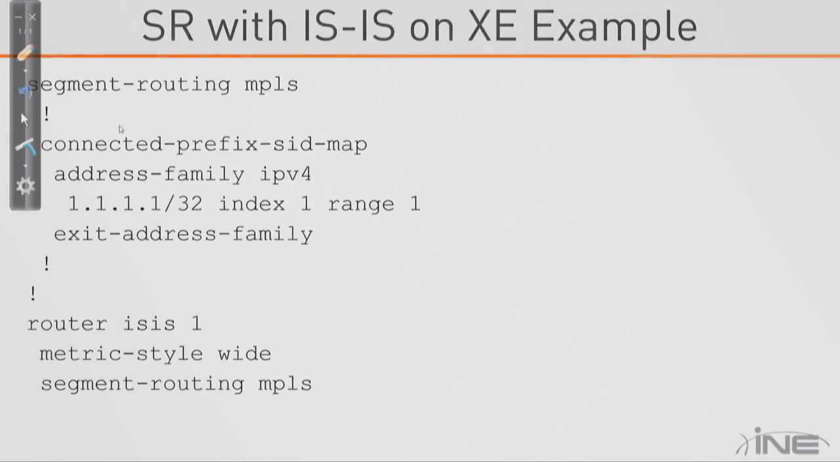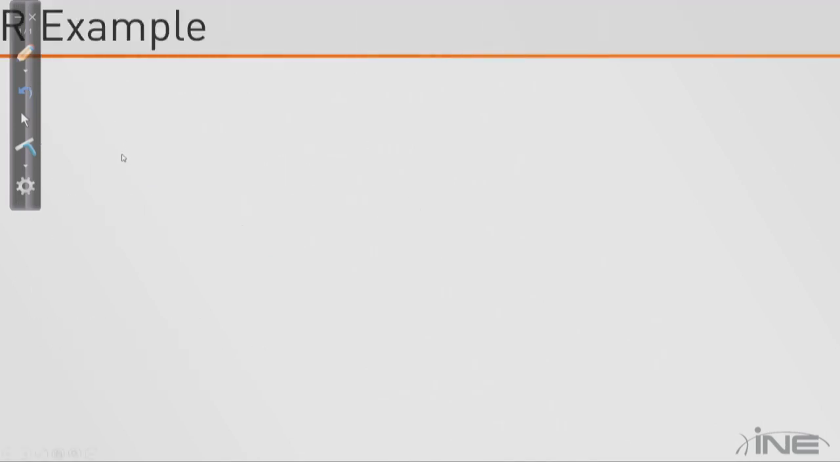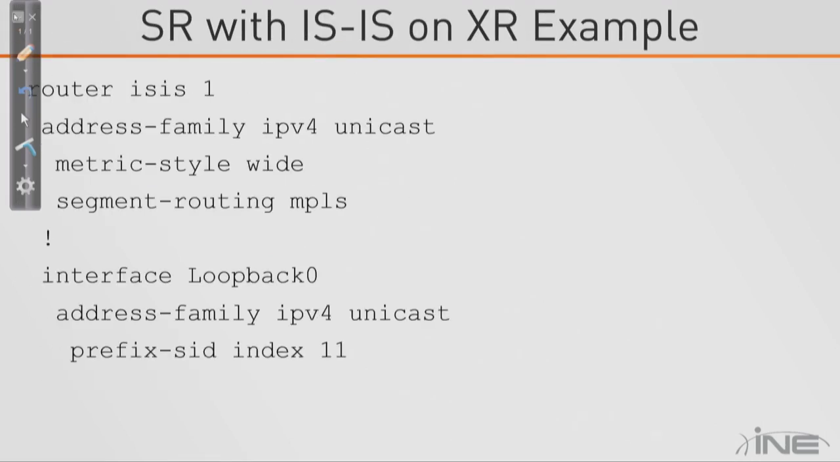From an IOS XR point of view, it's likewise pretty similar to OSPF. Under the routing process, we have metric style wide and segment routing on. Then under the loopback, we specify the prefix segment ID. Again, we could use the index or you could use absolute. Same result here, but it has to be within that segment routing global block.